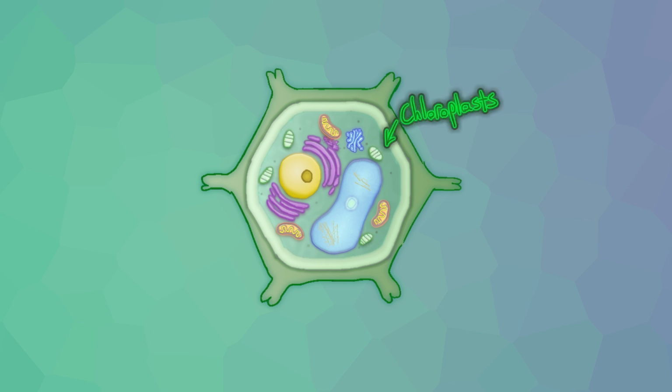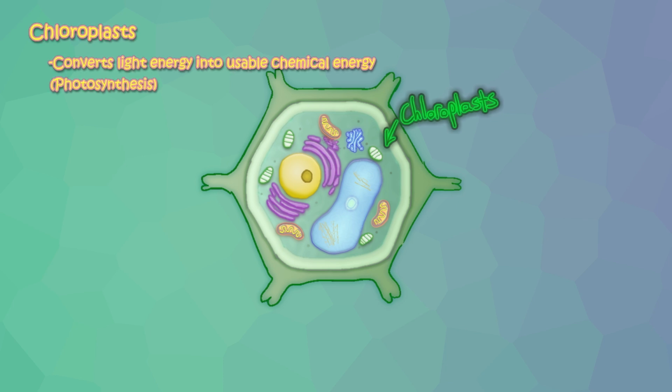Plant cells also have an organelle called chloroplasts, which enable them to perform photosynthesis, the process of converting sunlight or light energy into chemical energy, which is usable by the cell.